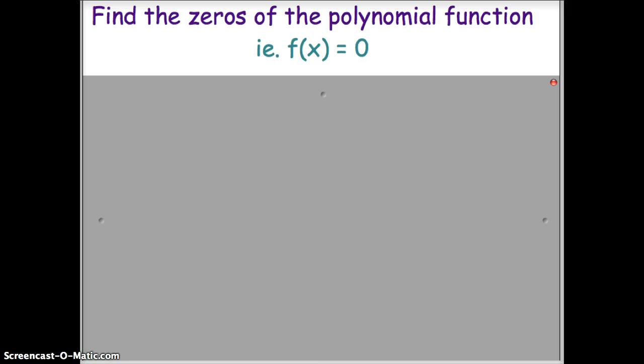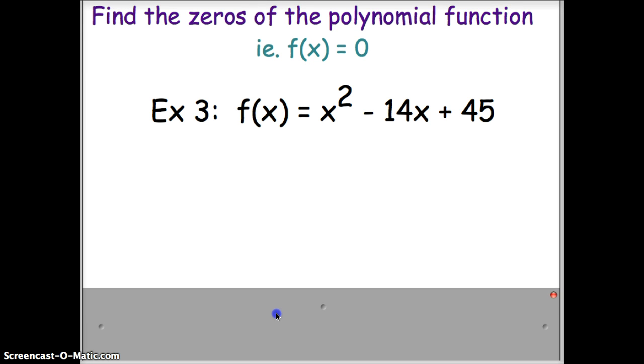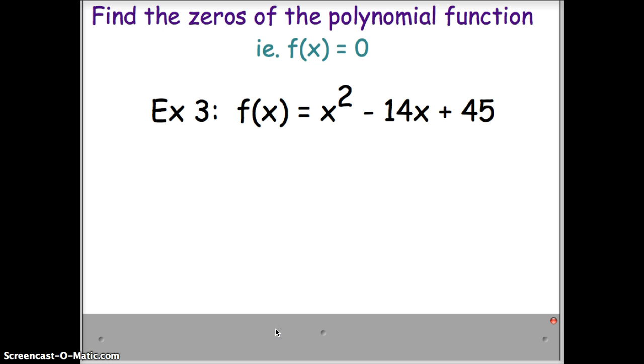Our last thing that we're looking at is finding the zeros of a polynomial function. With polynomial functions, we have that function notation back again, or f of x equals 0. So we've got f of x equals x squared minus 14x plus 45. Don't get freaked out. This f of x really just means the exact same thing as what we've been dealing with. We just have a different way of using our notation. So I'm going to start out by replacing that f of x with 0.